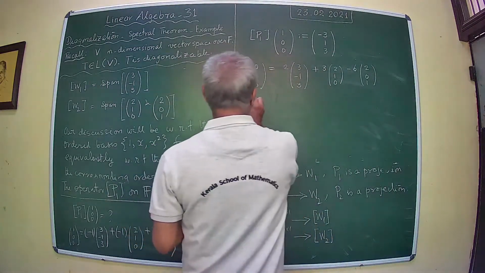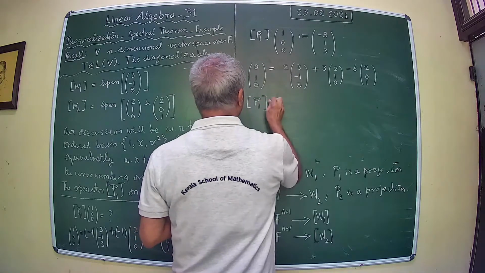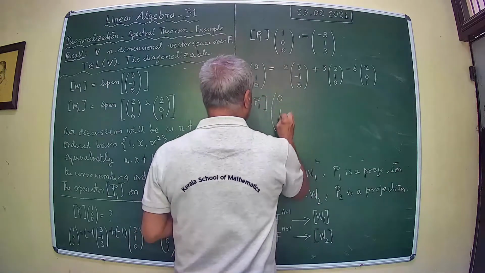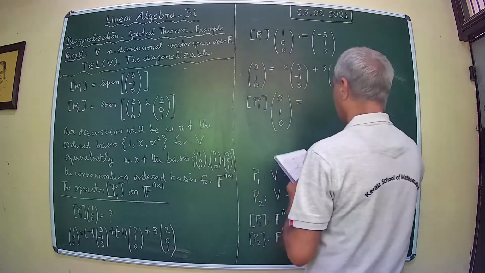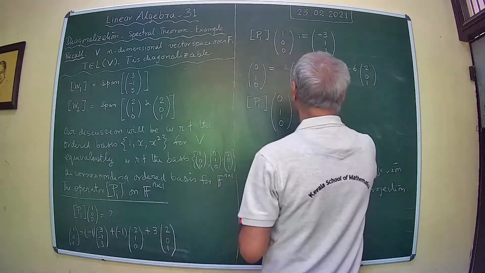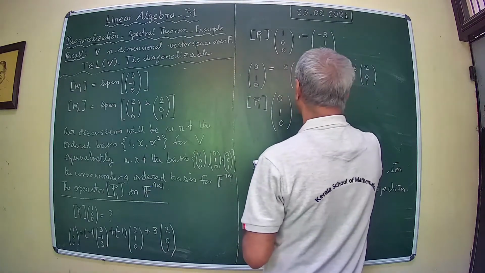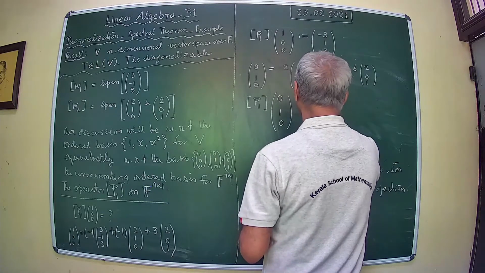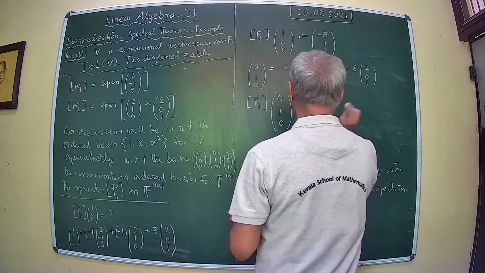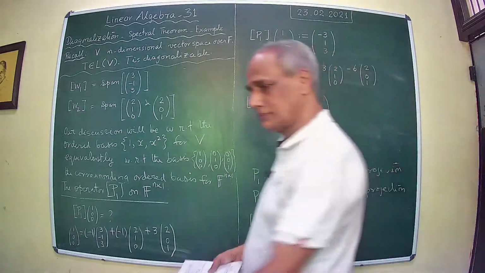Therefore you have P1 of 0 1 0. Again it has to go to this component. Therefore it should be equal to 6, minus 2, 6.